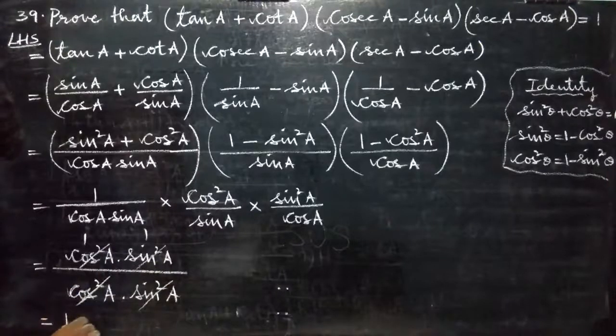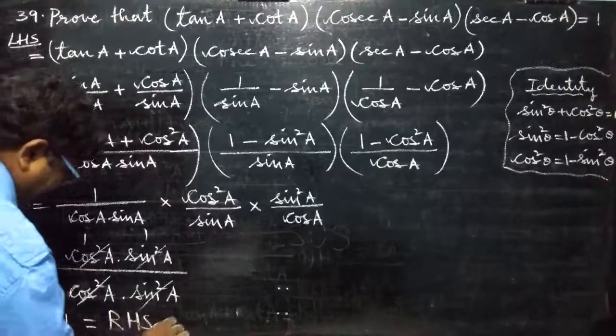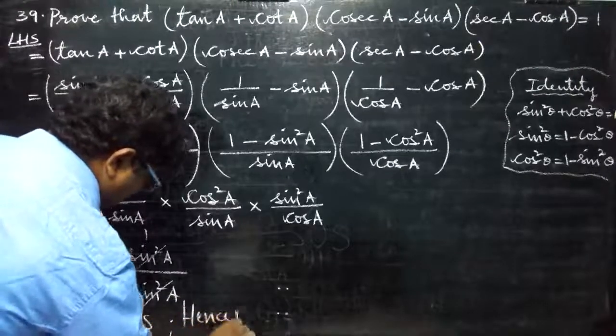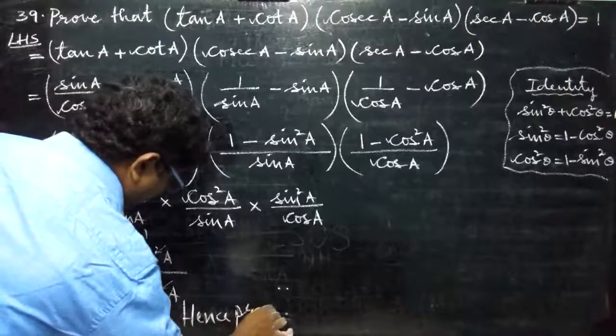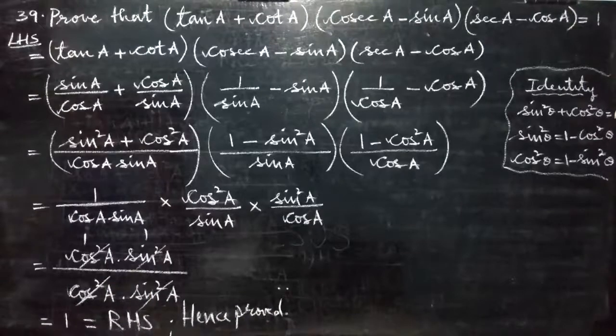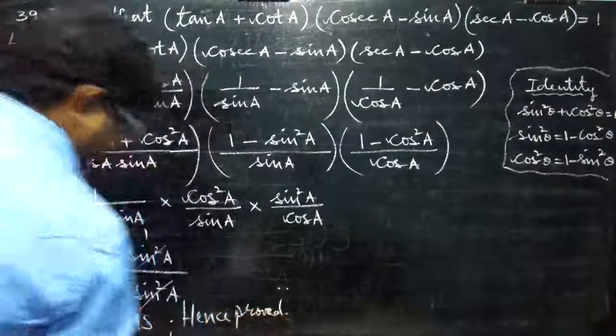Where we have started? Near LHS, and where we have reached, RHS. How much we got? 1. So we have proved. So hence proved. Write that word, hence proved. Write those identities, compulsory.